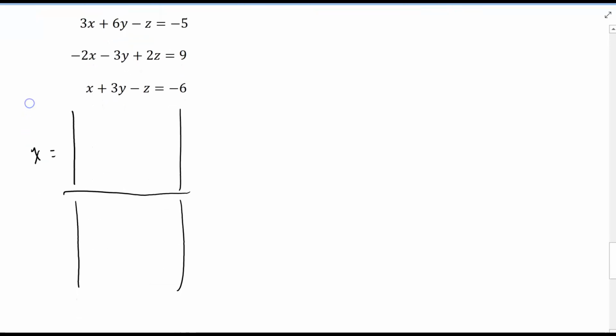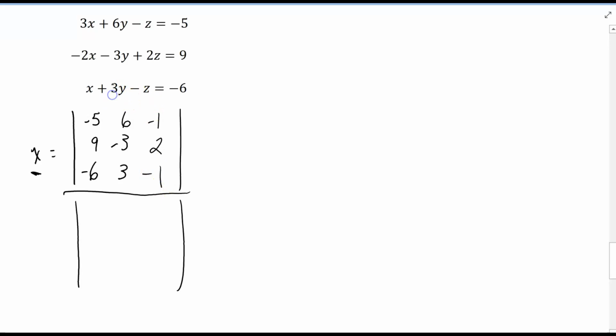So let's fill in the values now. When I am solving for x, remember this first column right here is going to be the d values: -5, watch your signs, 9 and -6. And then this is the b and this is the c. So 6, -3, 3. And -1, 2, -1.